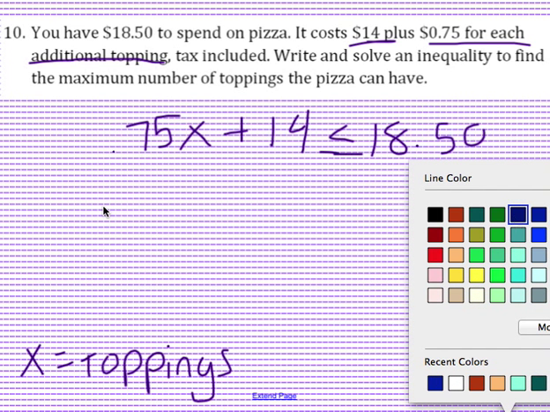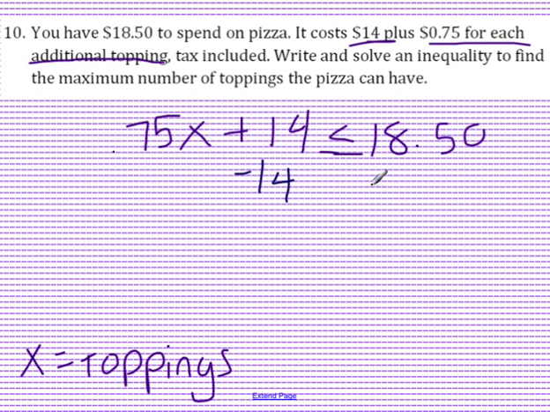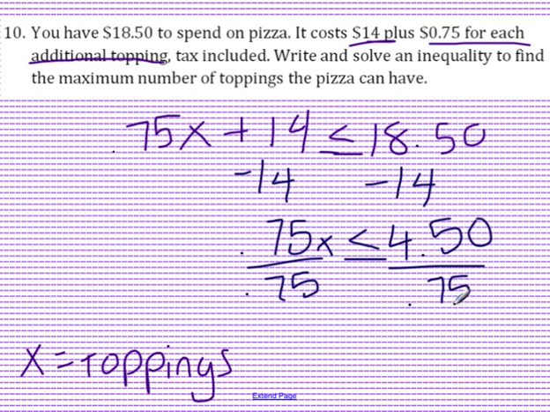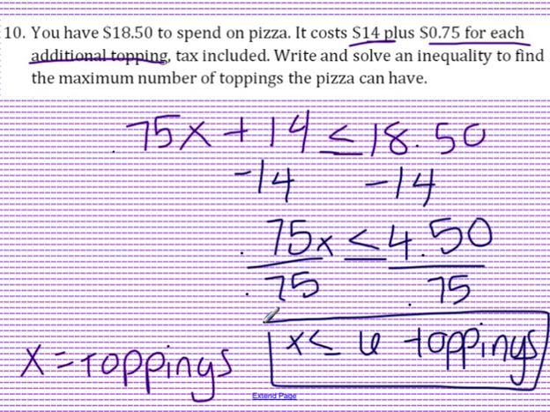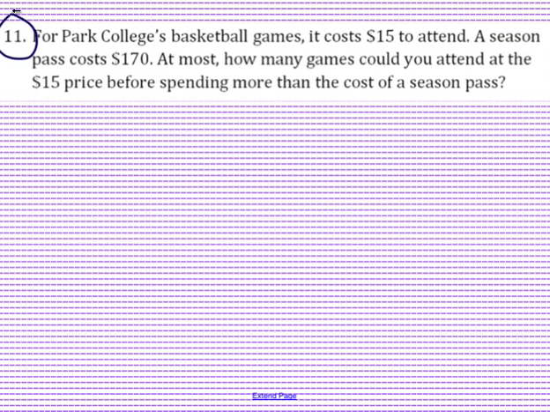So I'm going to go ahead and solve this for X. I'm going to subtract 14 from both sides. And 0.75X is less than or equal to 18.50 minus 14, which is going to give me 4.50. Then I need to divide both sides by 0.75. And I get that X is less than or equal to 6 toppings. So I can get up to 6 toppings. I could get 5 toppings, I can get 4 toppings, I can get 6 toppings, but I can't get 7 toppings. So I want you guys to go ahead and try number 11 on your own.